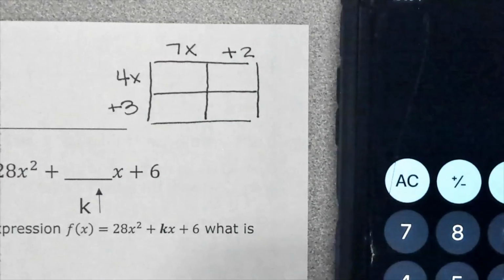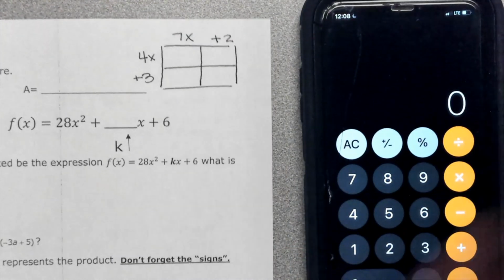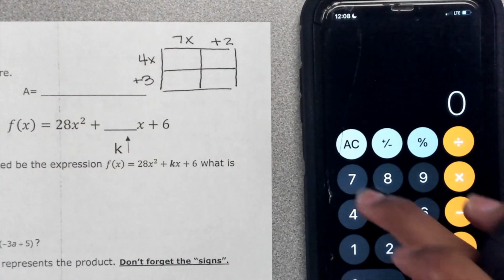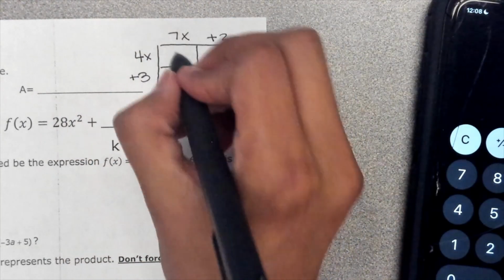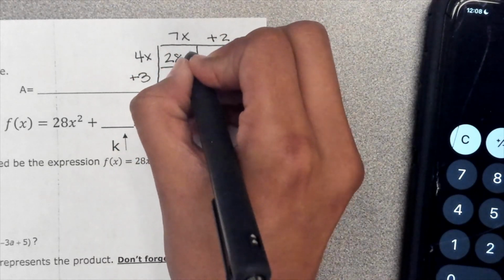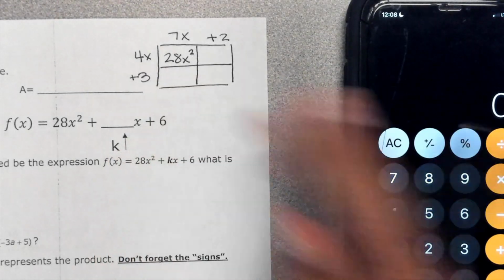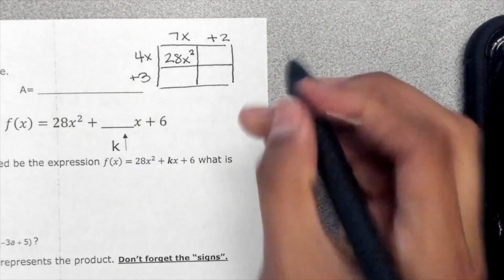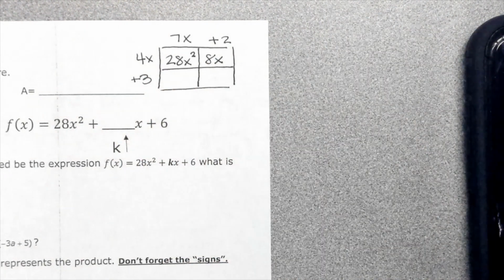And we have a regular calculator here today because Desmos is not loading right now. So we're going to multiply, moving in an L shape, 4 times 7. So using our calculator, 7 times 4 is 28. X times x is going to give us x squared. Then we're going to multiply 4 times 2 to give us a positive 8. And we're going to bring our x with us.